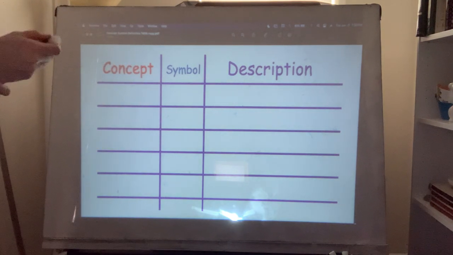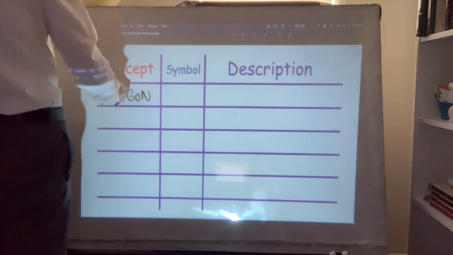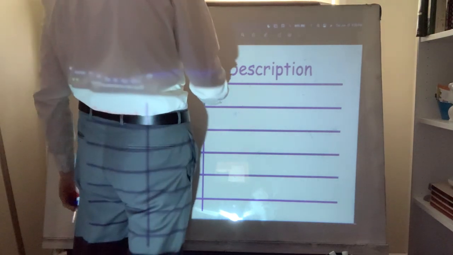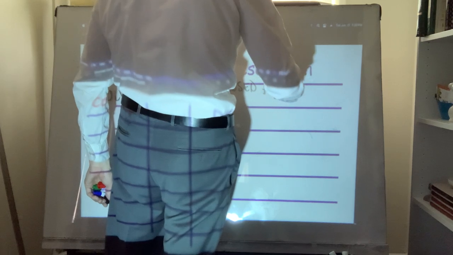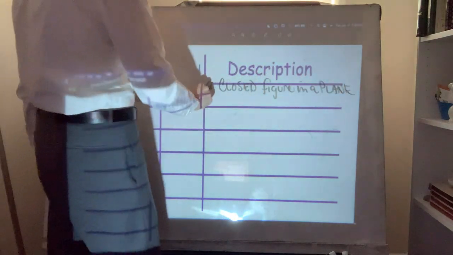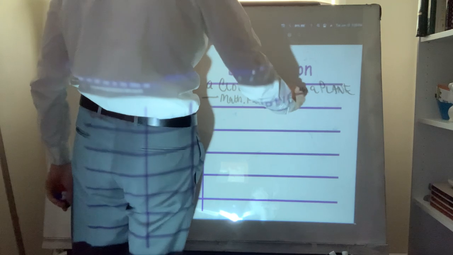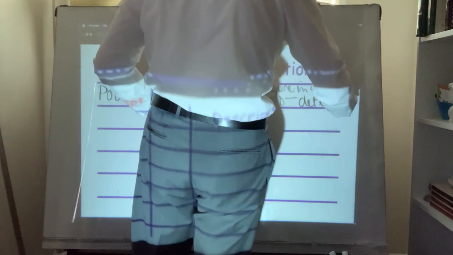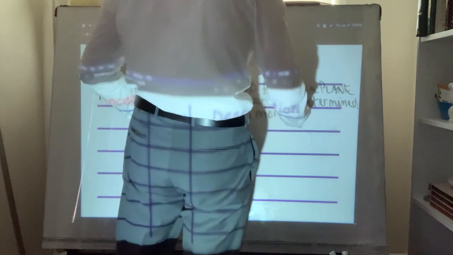Here's some formal definitions. Again, we are talking about polygons. Officially, a polygon is a closed figure in a plane. Closed figure in a plane means mathematically flat. Alright, it's 2D. And it is determined by three or more straight lines.